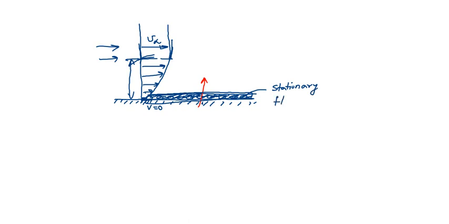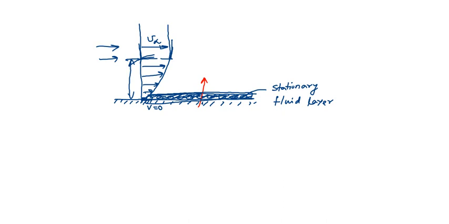Stationary fluid layer in contact with the solid plate. So heat has to pass through this layer first. Now what will be the mode of heat transfer when it is passing through this layer?